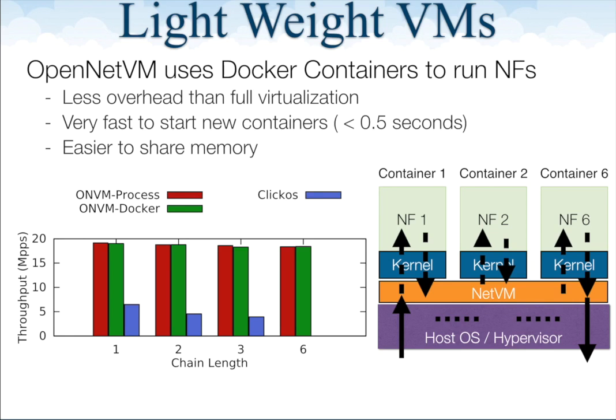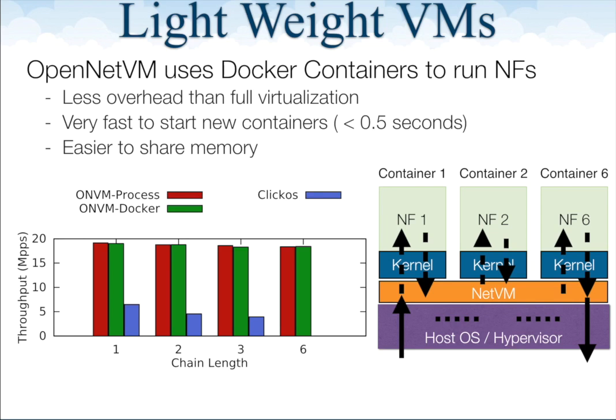So this is the benefit of using Docker containers to run our network functions, is they're adding very, very little extra overhead. There's almost no performance difference at all between running directly in the host or running inside a Docker container. Here we're comparing against ClickOS, which is another research platform that you can read about in some papers.